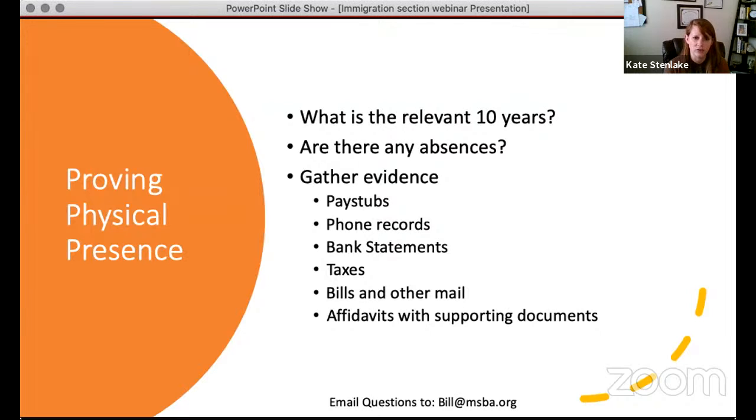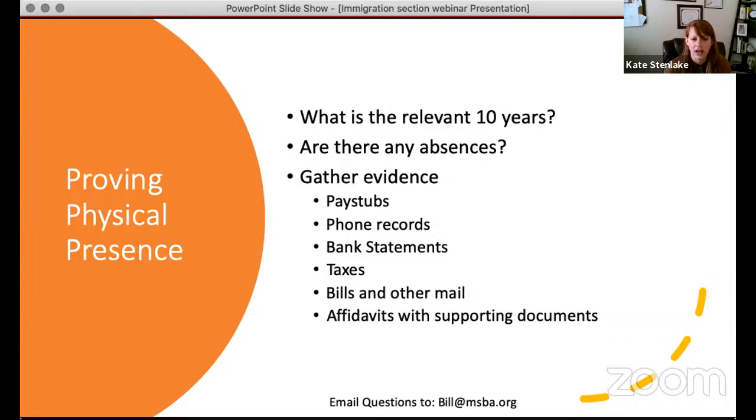Taxes can be a little tricky because, depending on how much the client has claimed that they've worked, if they're only claiming $8,000 or $6,000 in income, arguably that's part-time, they only worked for a few months. So taxes are not the best for proving physical presence, but they at least show that the person most likely was in the United States for at least a period of time.